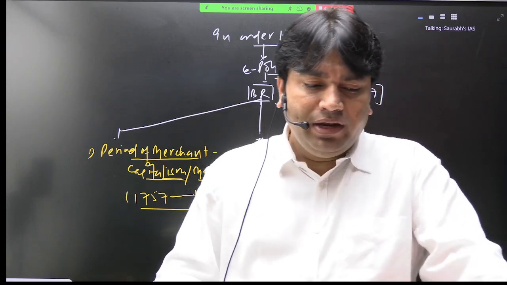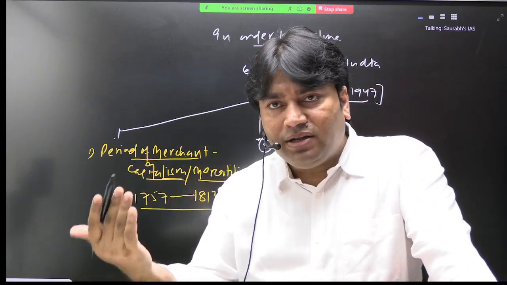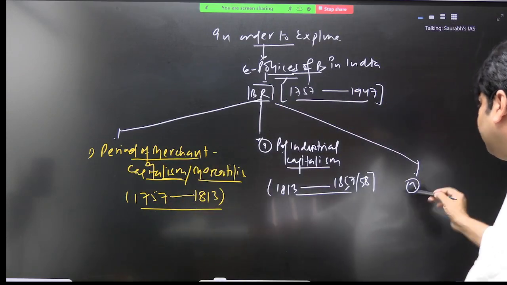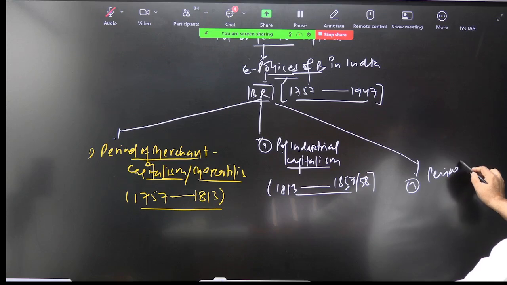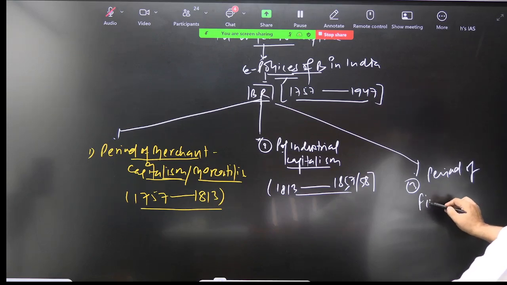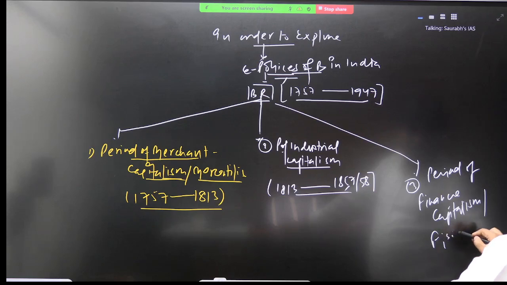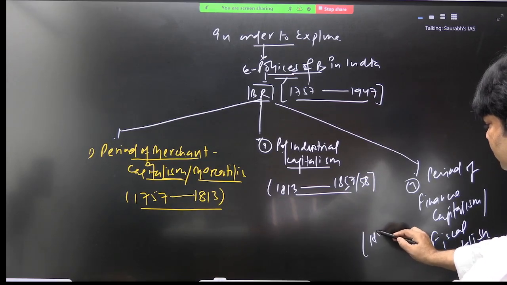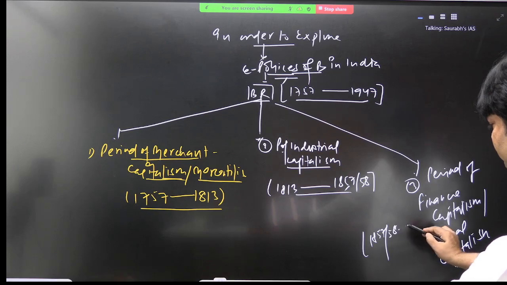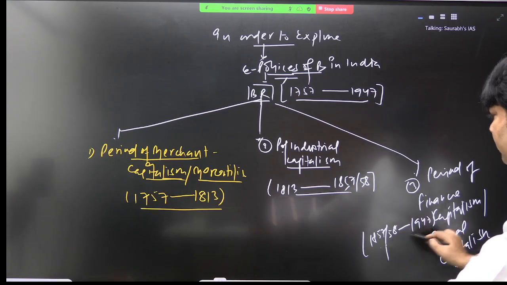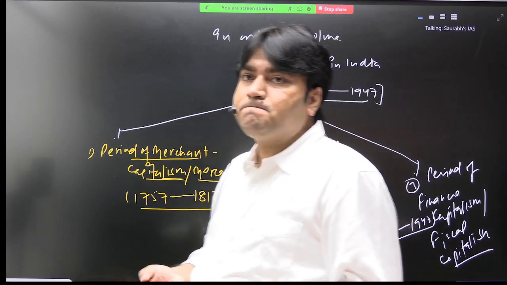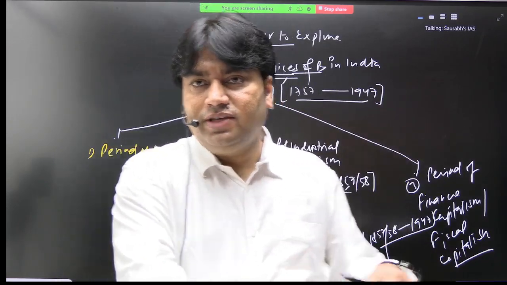And the third phase is period of finance capitalism or fiscal capitalism. That is the third phase. Period of finance capitalism or fiscal capitalism, and the time period here will be 1857-58 to 1947. Clear? So we need to understand this division.